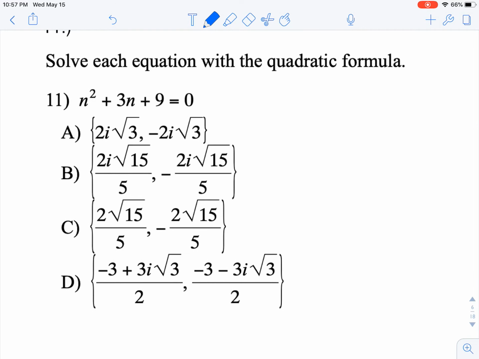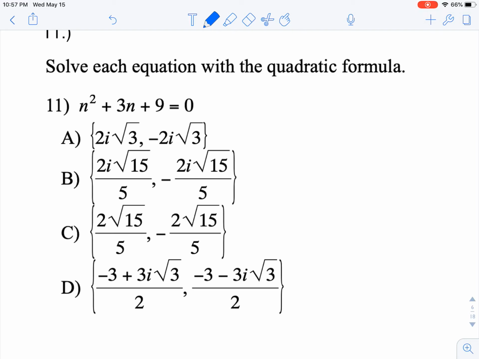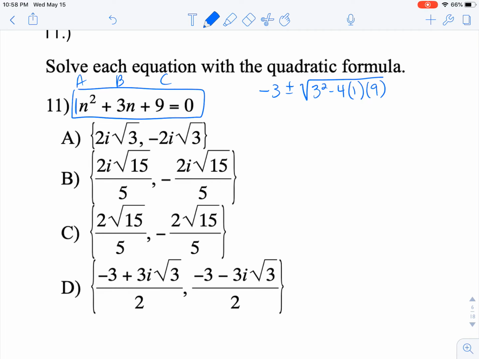All right, so quadratic formula. So we're going to use that. So here is our equation, right? This is A, B, and C. Here A is actually 1 because there's no other number in front of there. So we're going to start with negative b, so negative 3, plus or minus the square root of b squared minus 4 times a times c, all over 2 times a. Okay, so that's how it is.